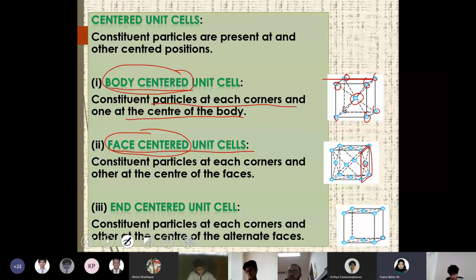At the center of each of the 6 faces, there will be one particle. So 8 corners, particles at each corner, and also at the center of each face. That kind of arrangement in a unit cell is called face-centered unit cell. So body-centered means 8 corners plus one particle at the center of that body. Face-centered means 8 at the corner plus particles at the center of each face.